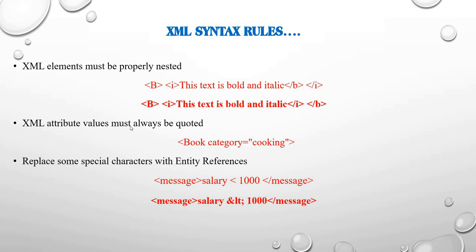XML attribute values must always be quoted. Like here, category is the attribute for the book tag. The attribute value should be enclosed within quotation marks. Replace some special characters with entity references. For example, if you want a less than symbol in your content, it has to be replaced with a special character, that is ampersand LT. This is known as an entity reference.